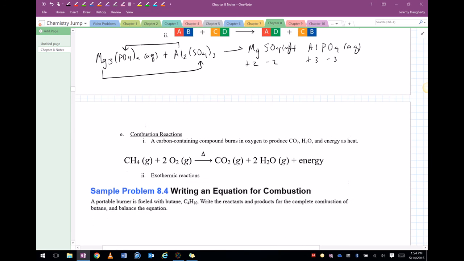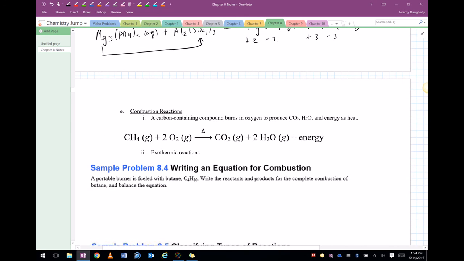And the last one, and kids struggle with this every year, is what's called a combustion reaction. And for us, it's only going to be a hydrocarbon. A hydrocarbon is a CxHy, where x and y can be almost any number. And it's just carbon and hydrogen. That's what a hydrocarbon is. But we're going to combust it. We're going to burn it. And so that's really a combination with oxygen. 100% of the time, these will produce carbon dioxide and water.